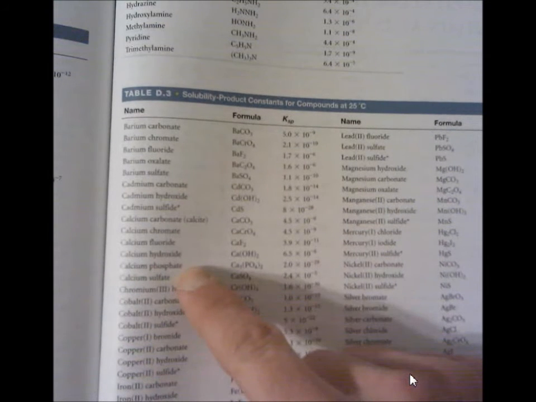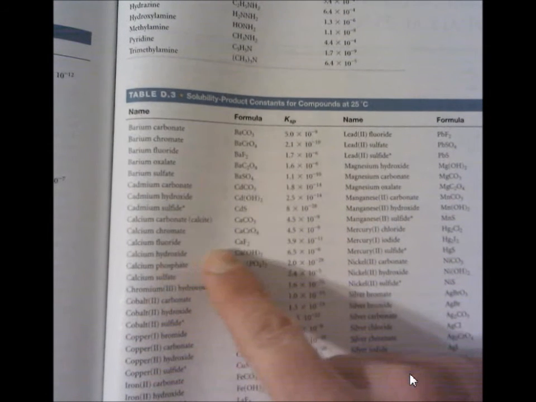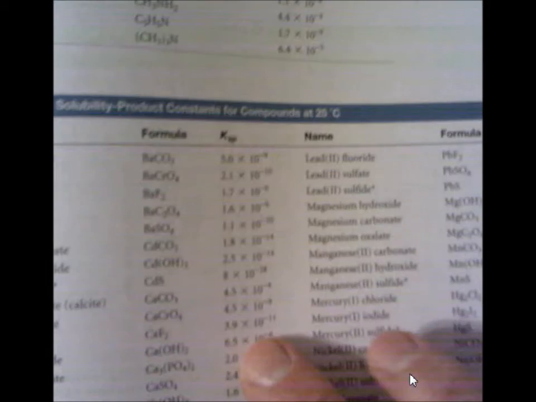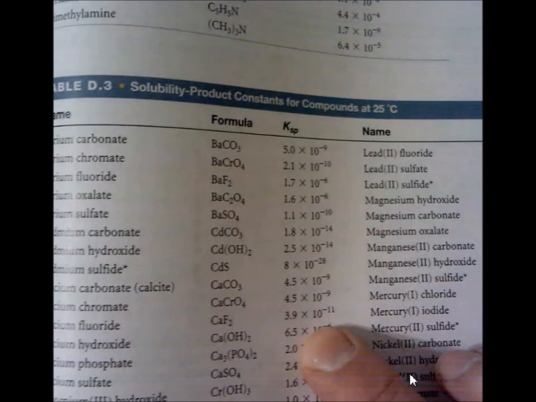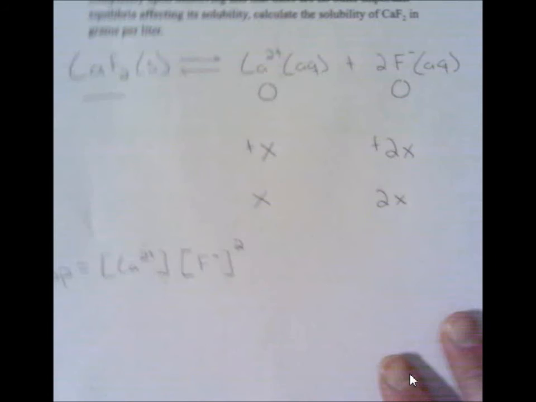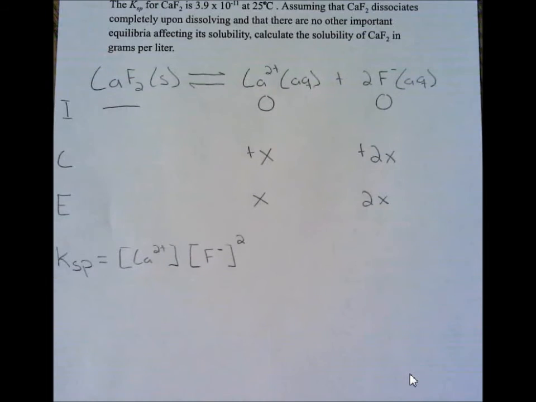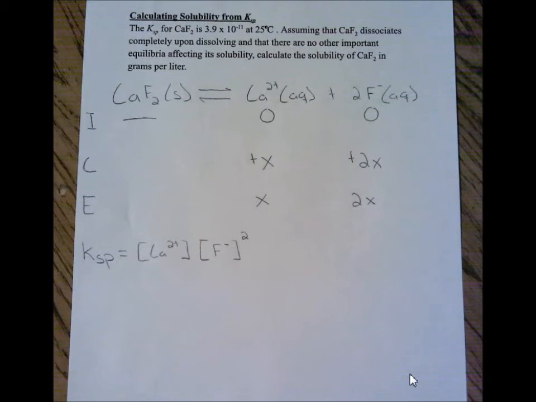So I'll zoom in a little bit. This is listed in this particular book in alphabetical order, and so you scroll down to calcium fluoride, and the value for calcium fluoride is 3.9 times 10 to the negative 11th. So that's how you look up the value for Ksp if you were not given it initially. All right, so now we can get down to actually calculating these values.